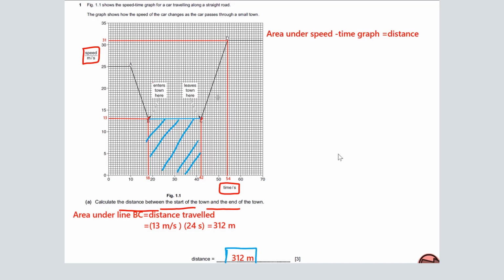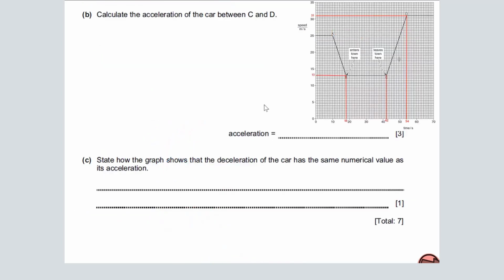Let's move on to part B now. For part B, we need to calculate the acceleration of the car. First we need to calculate the acceleration of the car between C and D. So where is point C located? Point C is located here. Point D is located here. We need to find the acceleration. Let me draw the line here so it is easy to see. Here we need to find the acceleration between points C and D.